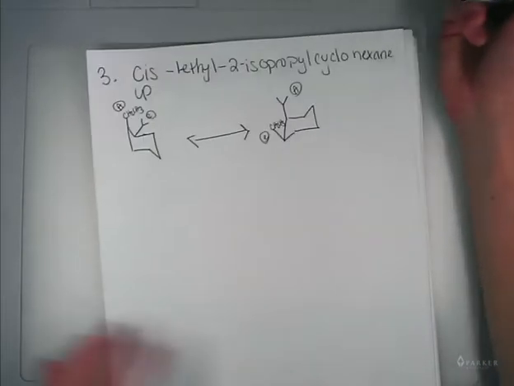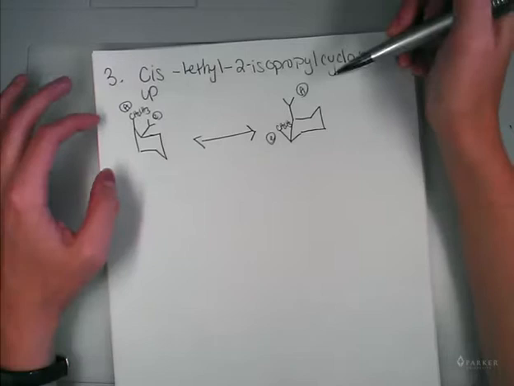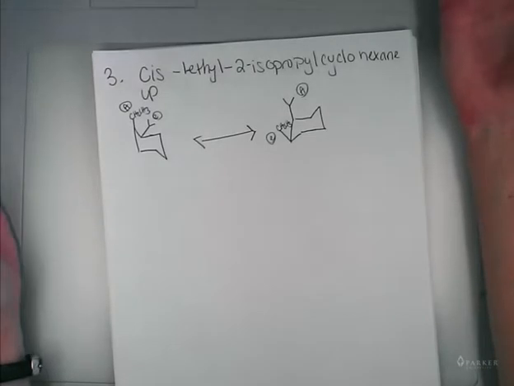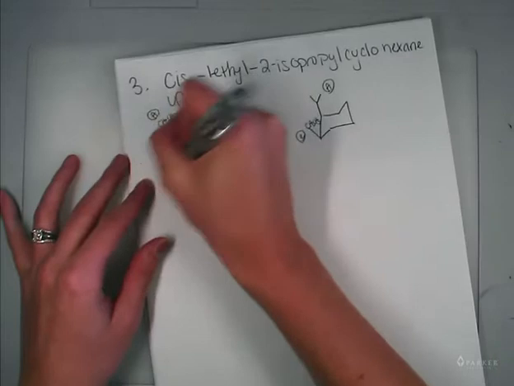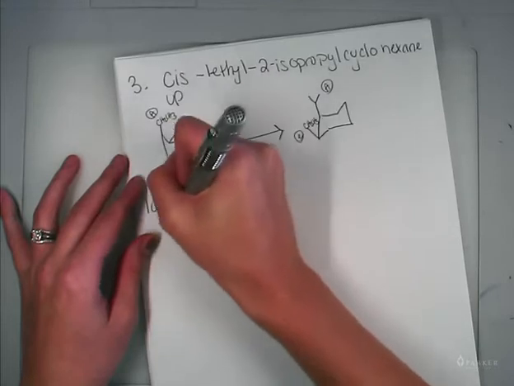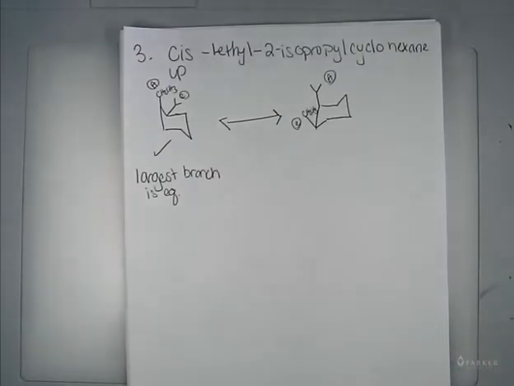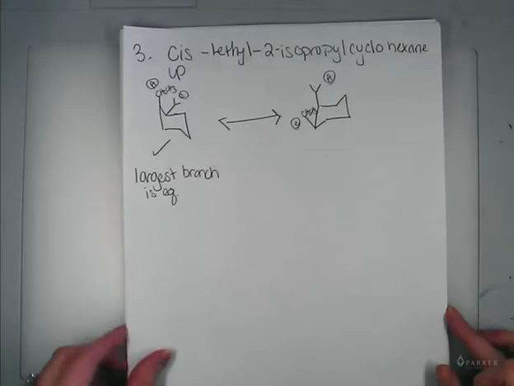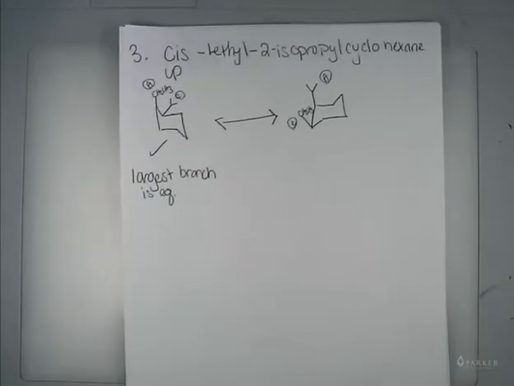So which one do you think is better? The first one, why? Yeah, the largest group is equatorial. So either one, we have to have one of the groups axial, right? So then we just have to choose which one will benefit more from being equatorial. So this one, because the largest branch, we'll call it, is equatorial, which eliminates those 1,3-diaxial interactions. Any questions on that one? Yes. Yeah, if you drew it in the line form, that's fine.